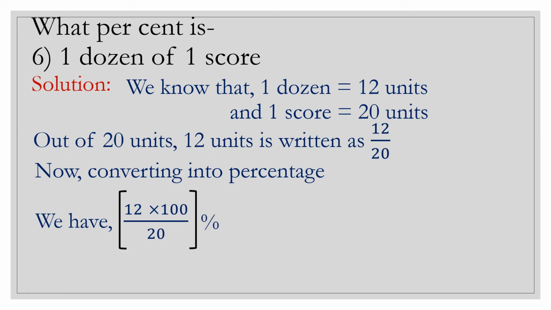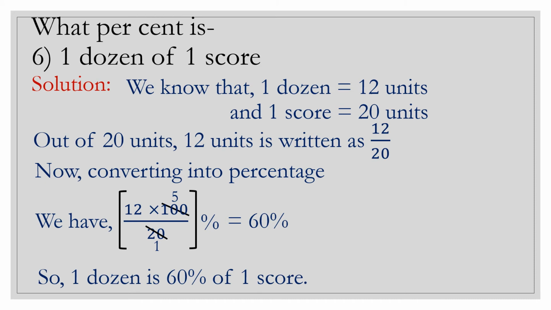Now simplify. See, 20 and 100 both are divisible by the same digit 20. So divide. 20 1s are 20 and 20 5s are 100. Now it cannot be further divisible. So do the multiplication. 12 5s are 60. So we get 60%. So 1 dozen is 60% of 1 score.